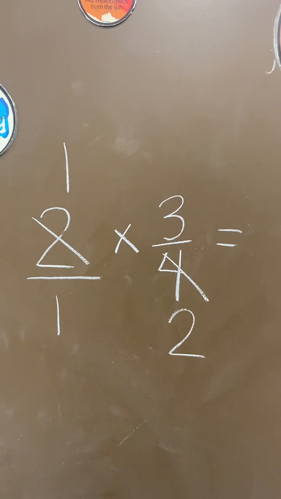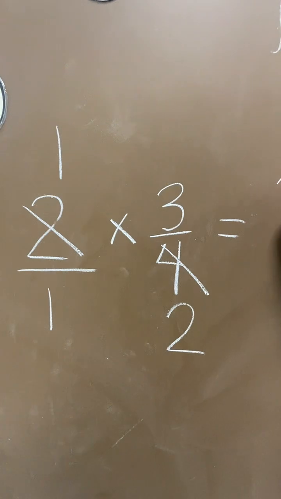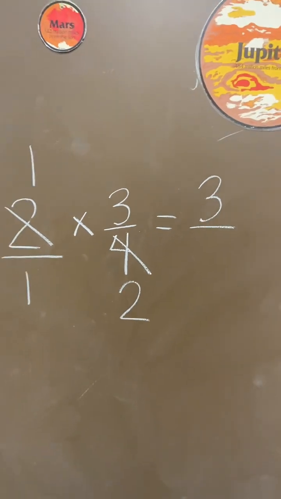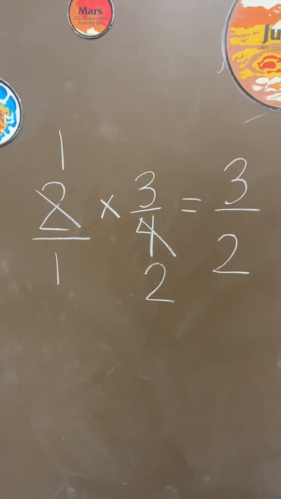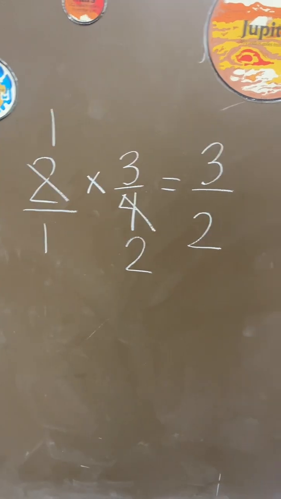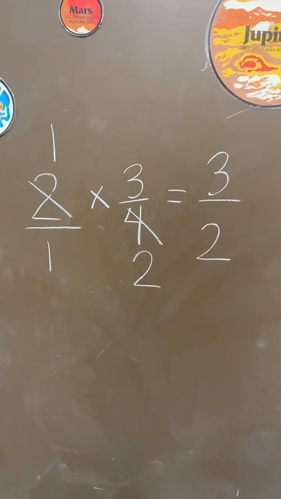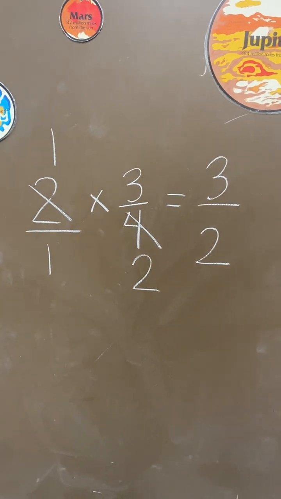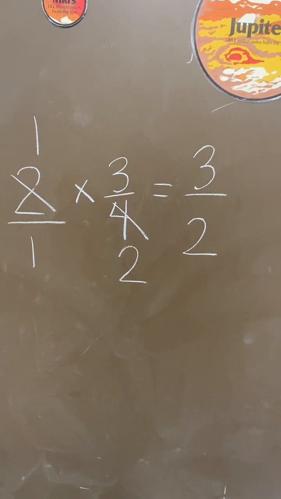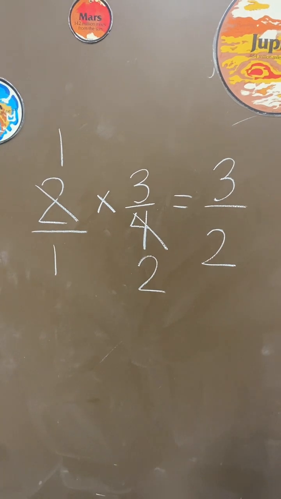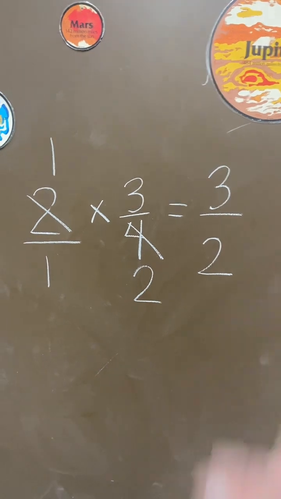And once I've done that much, I simply multiply the top. 1 times 3 equals 3. And 1 times 2 equals 2. And we have 3 over 2. And there you have it. But do you notice something? 3 over 2 is improper. Remember, we must always have a larger denominator than numerator. And so always ask yourself, can I reduce it, or is it proper or improper? In this case, it's improper.